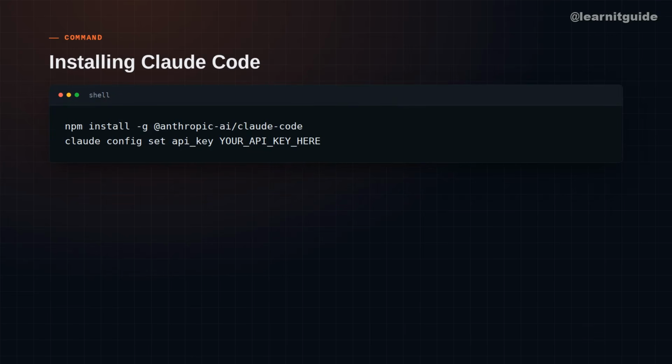To install the tool, we use the global npm package. Run the install command, and then immediately configure your API key. Make sure you are using a secure way to store this key, ideally an environment variable, but for setup purposes, this command registers it to the local configuration file. Do not share this key with anyone, as it is linked to your billing account.